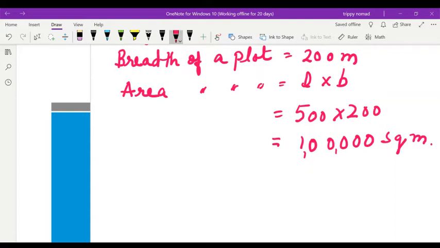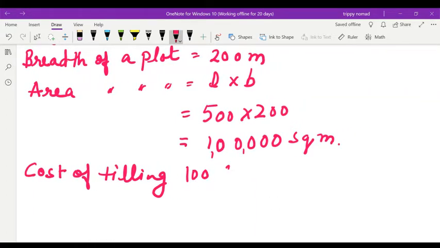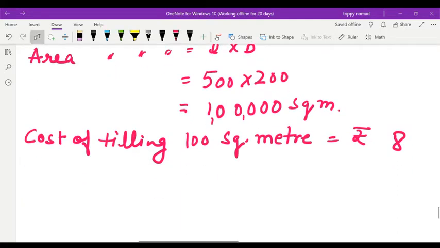What was the cost of tilling per 100 square meter? Cost of tilling 100 square meter is equal to, what was that? Rupees 8. Then cost of tilling. You have not to put commas as I am putting. You have to write completely. 1 square meter. That will be rupees 8 upon 100.